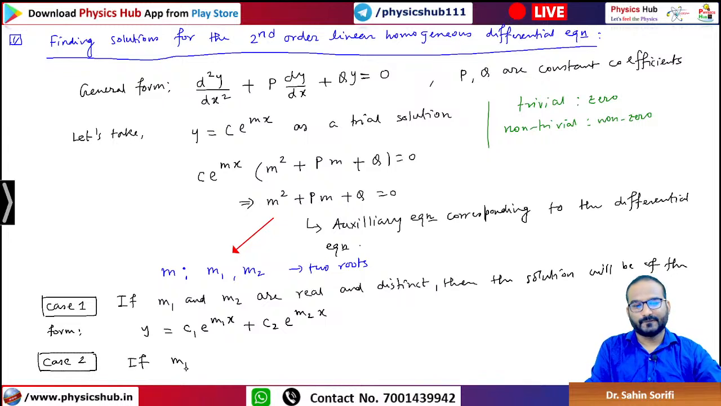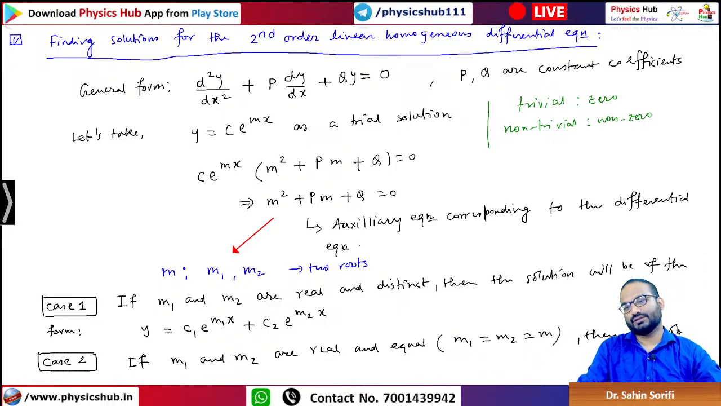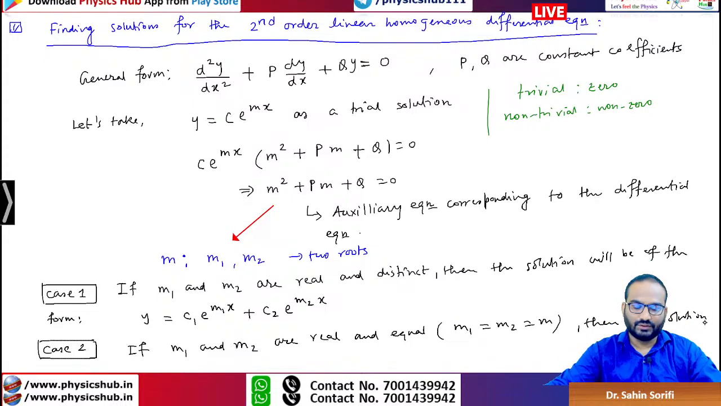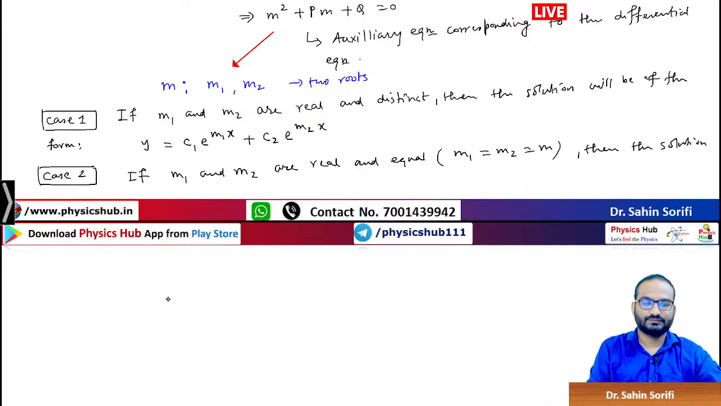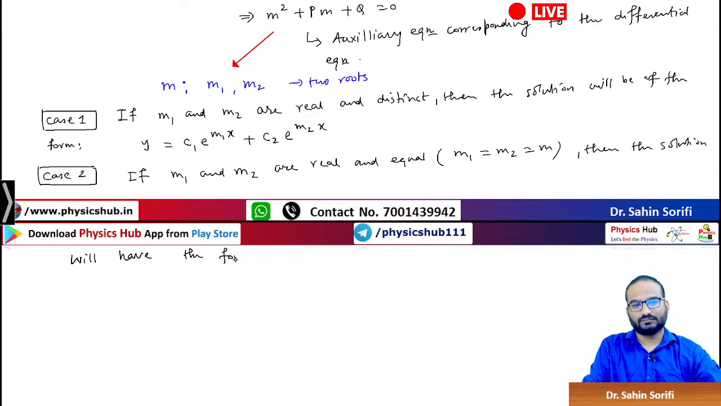If m1 and m2 are real and equal, means m1, m2 are equal, and let's say that is equal to m, then the solution will have the form y equals c1 plus c2x, times e to the power mx.